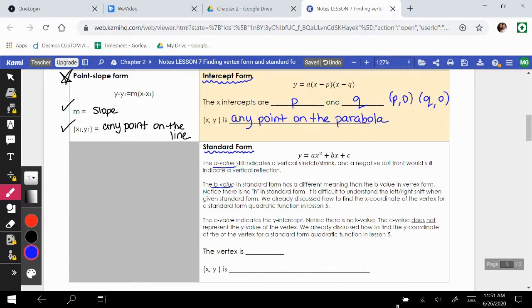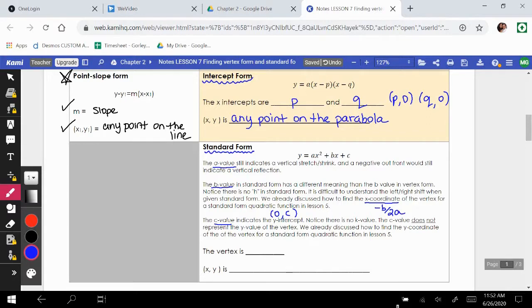We already discussed how to find the x-coordinate of the vertex for a standard form quadratic function in lesson 5. Remember, if I want to find the x-coordinate, I would use negative b over 2a. The c value represents the y-intercept, so we would express that as 0 comma c. Notice there's no k value, so that means that the c value is not the y value of the vertex. We already discussed how to find the y-coordinate of the vertex in lesson 5. So if you don't remember how to do that, you can go back and rewatch that video.